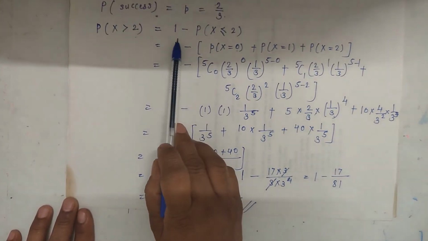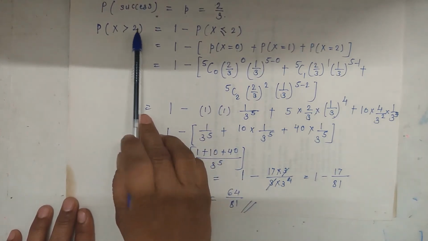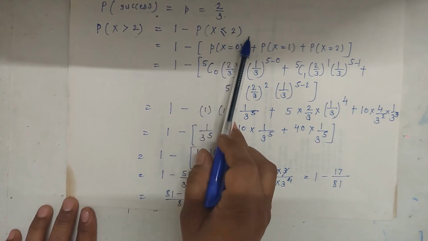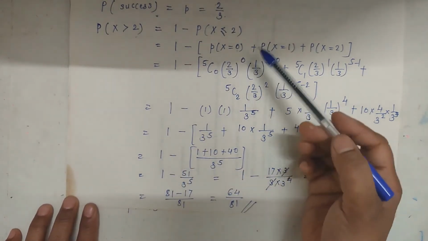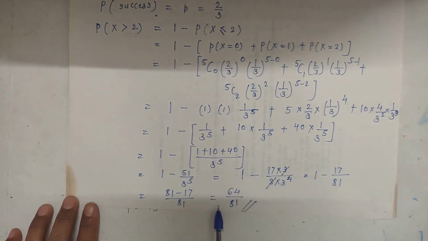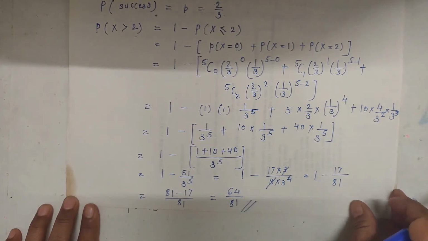Using the complement of the probability of x greater than 2, we can write 1 minus the probability of x less than or equal to 2, and by simplifying this probability, we get the answer: the probability of x greater than 2 is equal to 64 upon 81.